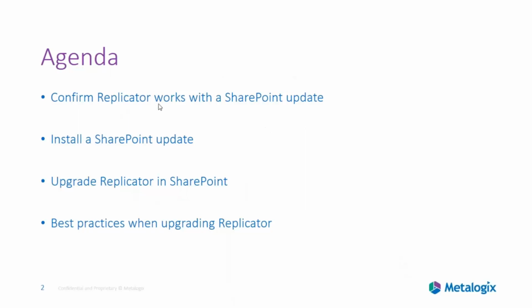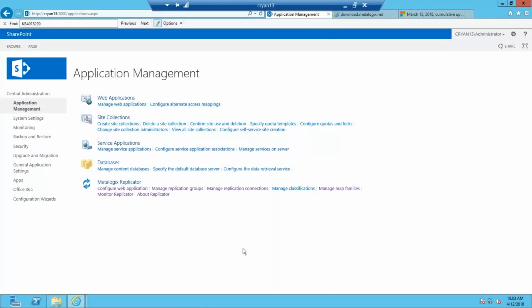is confirm whether Replicator works with the SharePoint update you're about to apply within your environment. Next would be the installation of the SharePoint update, followed by upgrading Replicator if it is required. In some cases, you may be able to use the same existing Replicator version. However, you still will need to apply certain steps. So first thing would be via the Central Administration Application Management page. You first want to verify whether or not the SharePoint update is supported.